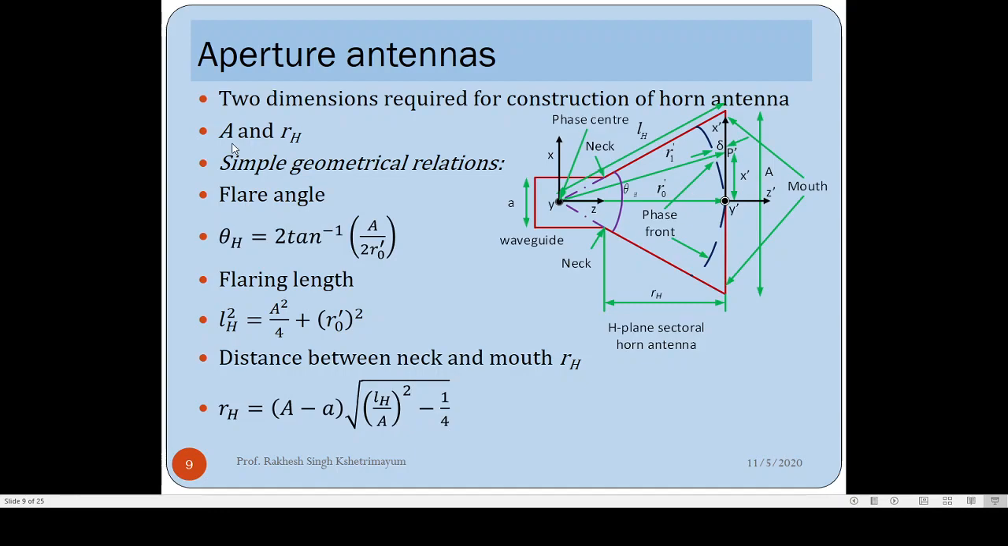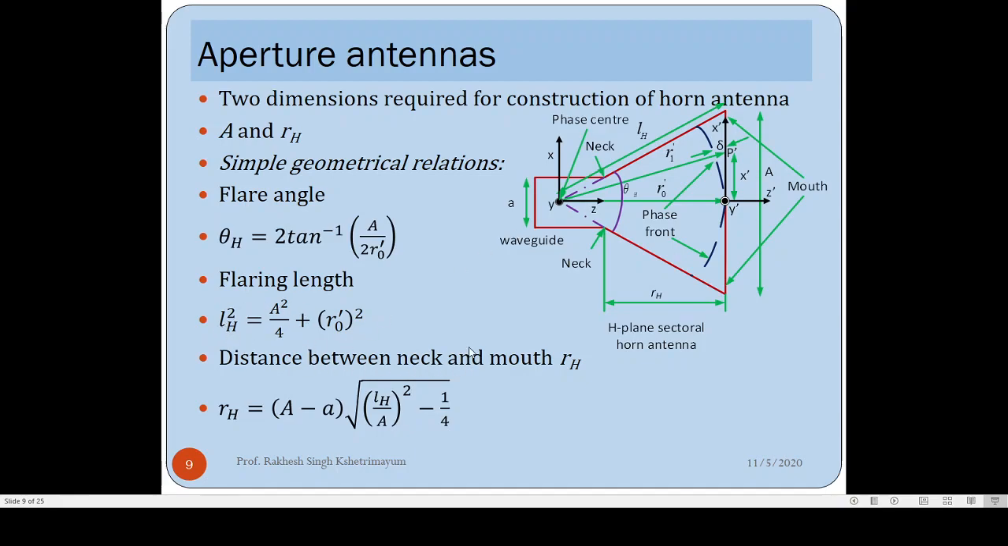You can find these dimensions from simple geometrical relations for the E-plane sectoral horn antenna. First, look at this flare angle. At this line, this would be theta E by 2. What is tan theta E by 2? Tan theta E by 2 is opposite by base. Opposite, from here to here, is A by 2, and base is R naught dash. So if I want to find theta E, I can find it as 2 times tan inverse of A by 2 R naught dash. I can also find the flaring length L E. Using the Pythagoras theorem, L squared is equal to (A by 2) squared plus R naught squared. This is the second relation.